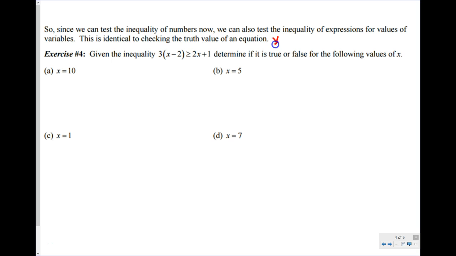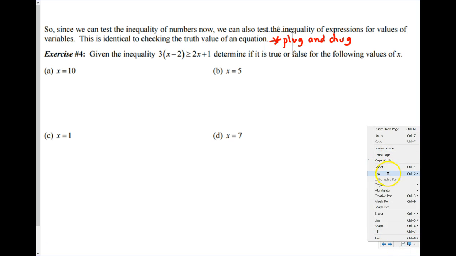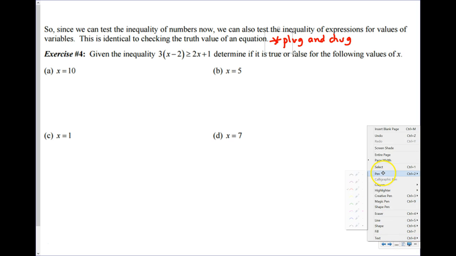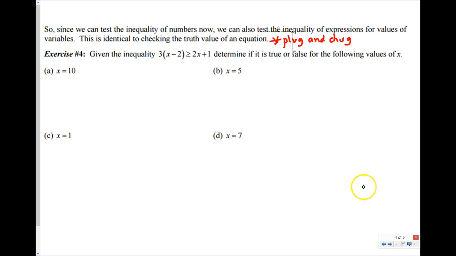This was like plug and chug. We plug something in and we get out a value. So let's take a look at A. Given an inequality, 3 times x minus 2 is greater than or equal to 2x plus 1. Determine if it's true or false for the following values of x.